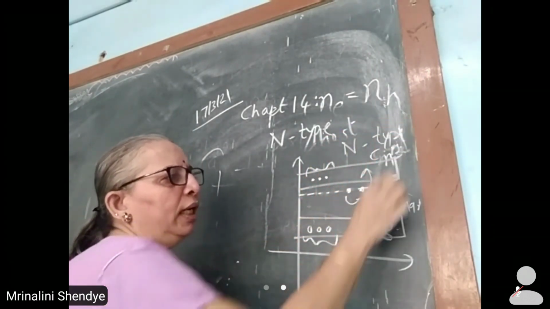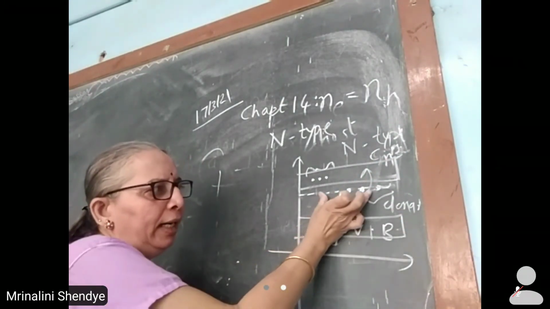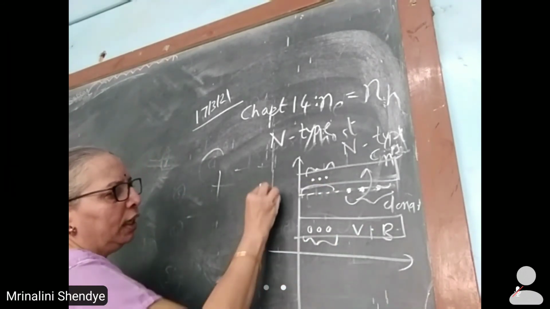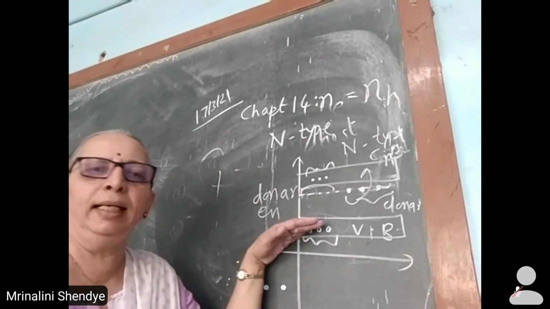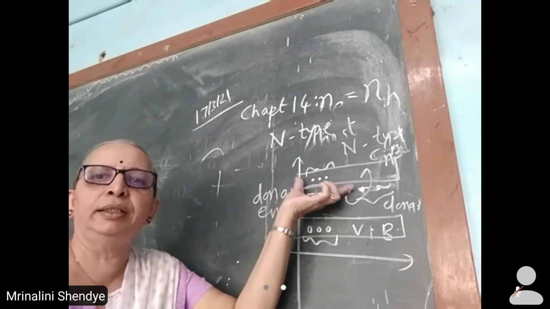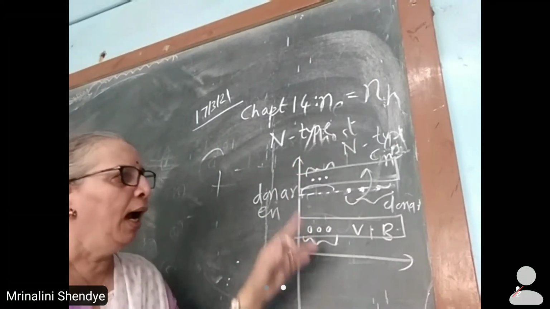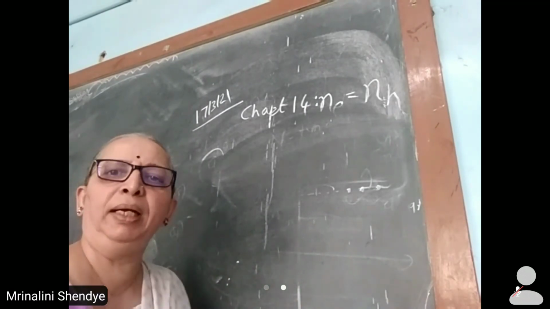These donor electrons form an intermediate energy level. They lie in this intermediate energy level, which is called the donor energy level. This is newly created and lies near the conduction band. They can easily jump into the conduction band, and this is called N-type extrinsic semiconductor.